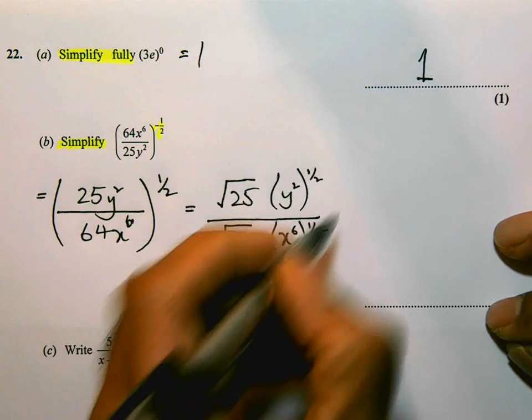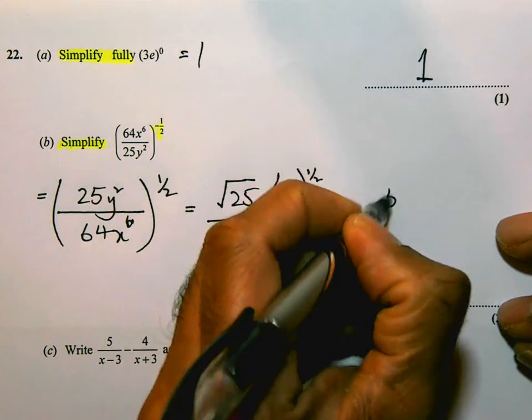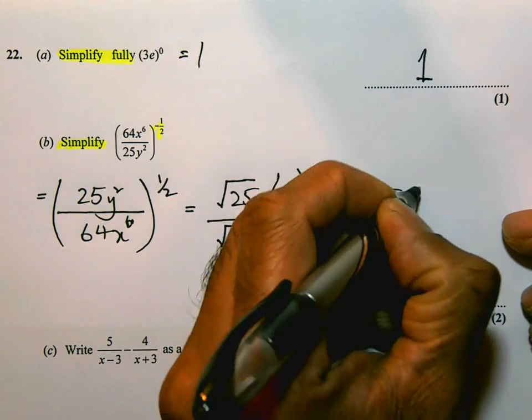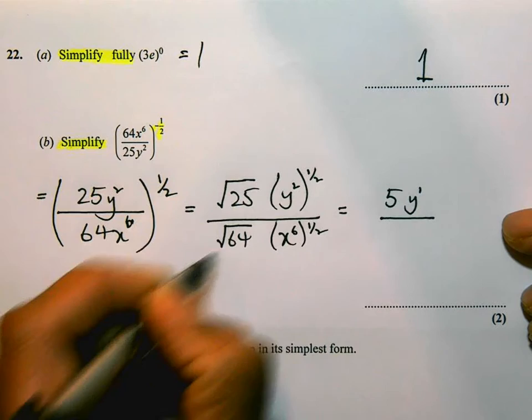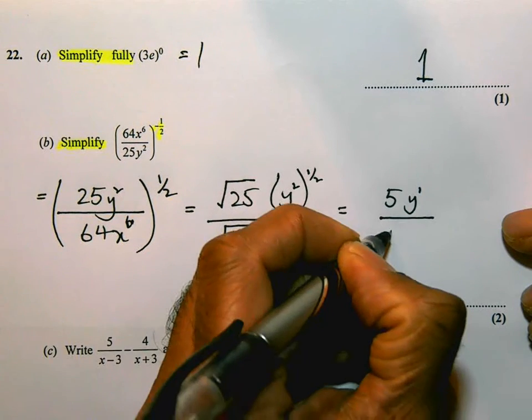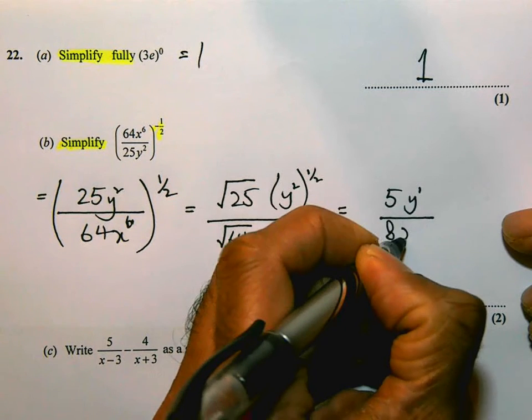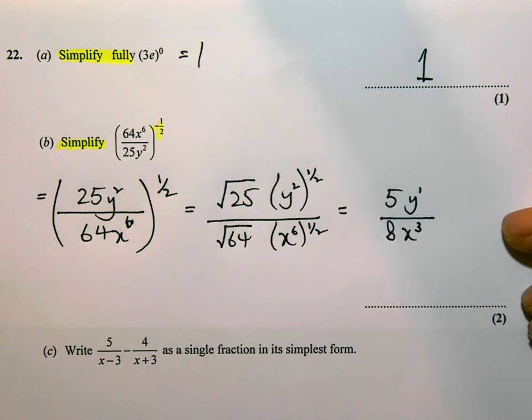Square root of 25 is 5. 2 times a half is 1, so that's y. Over the square root of 64, which is 8. 6 times a half, or half of 6, is 3. So that's x to the power of 3. And that is my answer for part B. Okay, pretty straightforward. You should be able to do it. You should be able to get full marks in part A and part B.